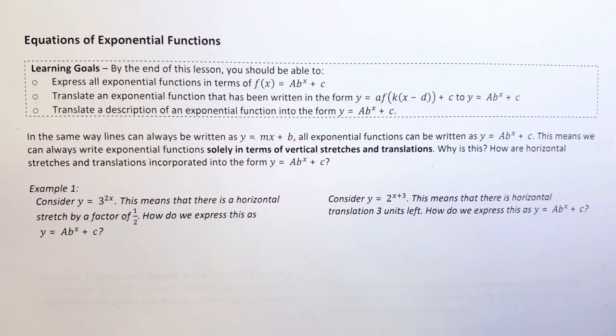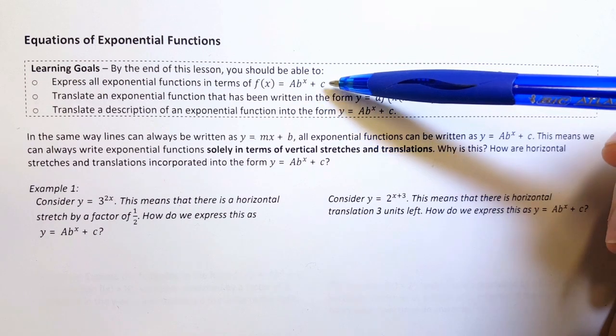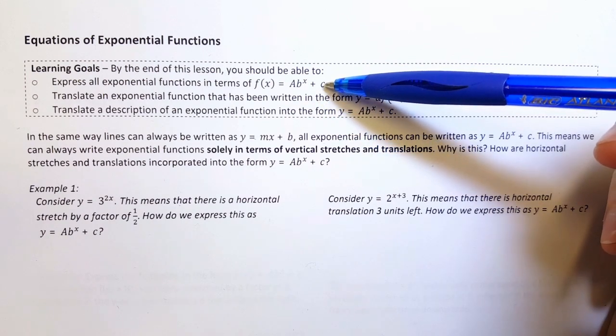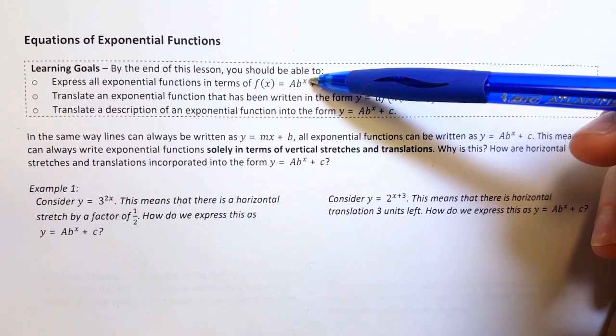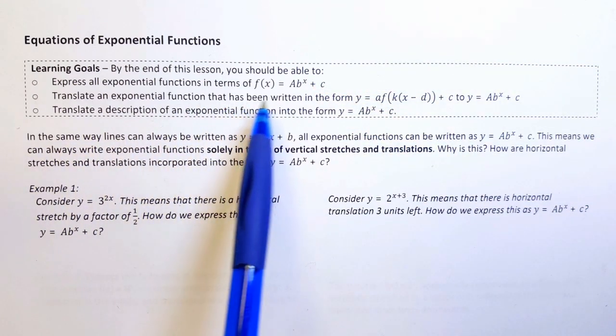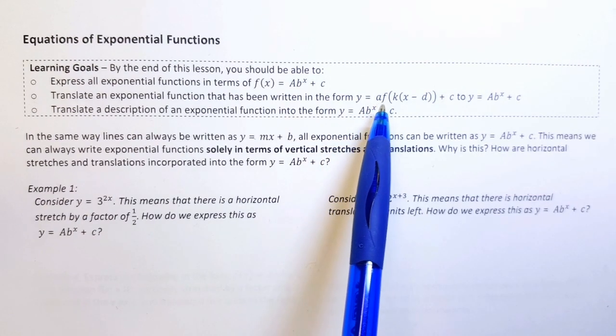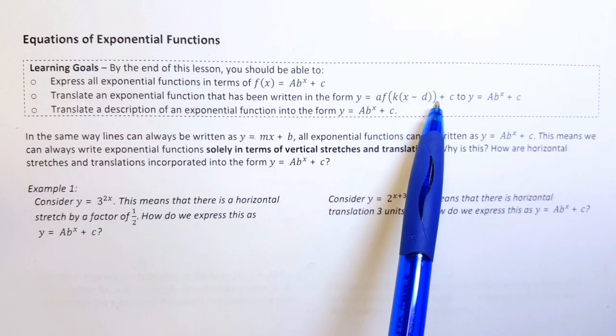In this lesson, we're looking at equations of exponential functions. Specifically, what we're going to try and do is express all exponential functions in this format, which is f of x is equal to a b to the power of x plus c. So we're going to take an exponential function that's been written in the form y is equal to a f of k times x minus d plus c.